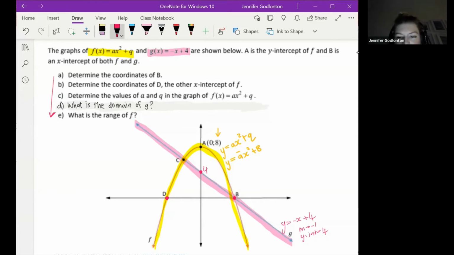For those who are feeling really lost right now, can someone tell me what B and D are? Not the numbers, I don't care what the numbers are right now. What are B and D? So A is the y-intercept of the parabola. What are B and D?